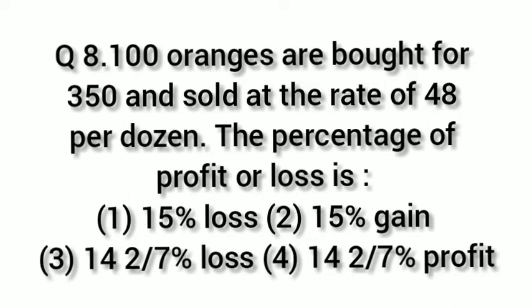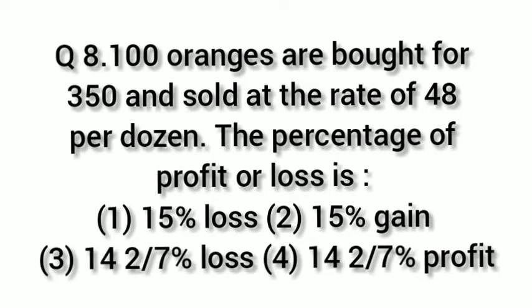So 100 oranges are bought for 350 and they are sold at 48 per dozen. So per dozen is nothing but, for a dozen we have 12 oranges. So in that manner, the person has sold at 48 rupees per dozen. Now we have to find out the profit or loss percentage.